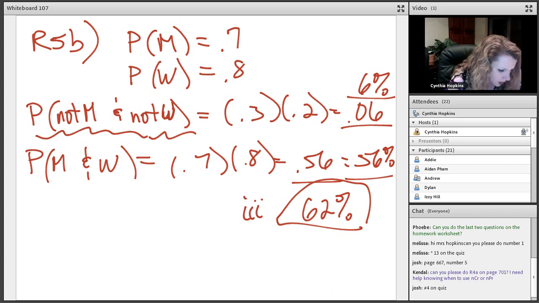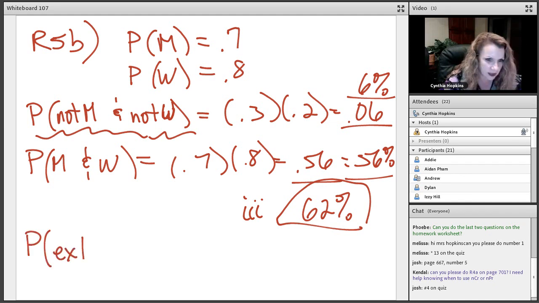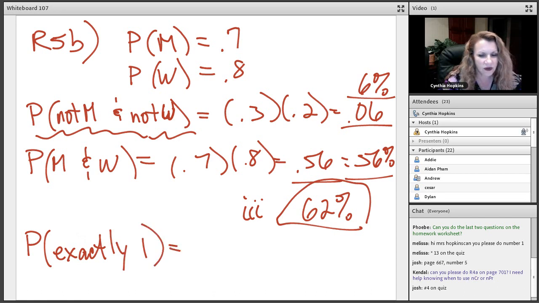All right. And then finally it says exactly one of the cars will start. To do that one, because they asked for the sum of the neither car will start or both cars will start, I can just say probability of exactly one car will start. It's everything except for what we just found. So I'm going to do 1 minus 0.62 and I get 0.38 or 38%.